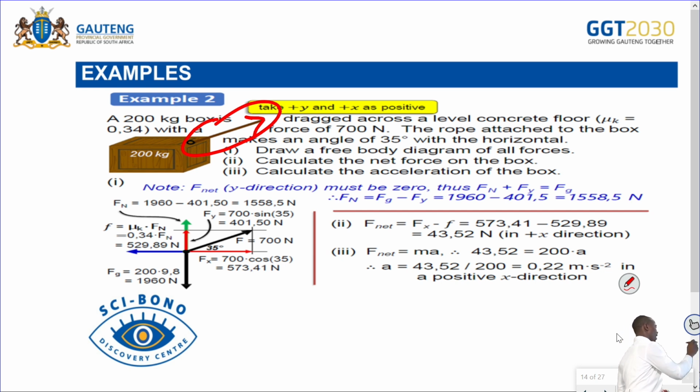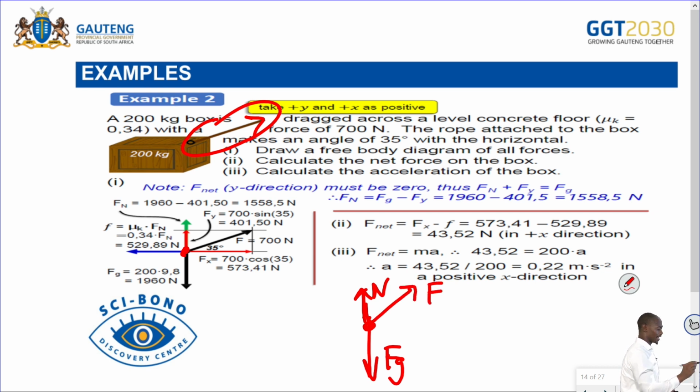Let's draw the free body diagram. I'm having the FG there, and then I'm having the normal force. So the normal force, and then there's that force which is applied at an angle. And then do you have friction here?